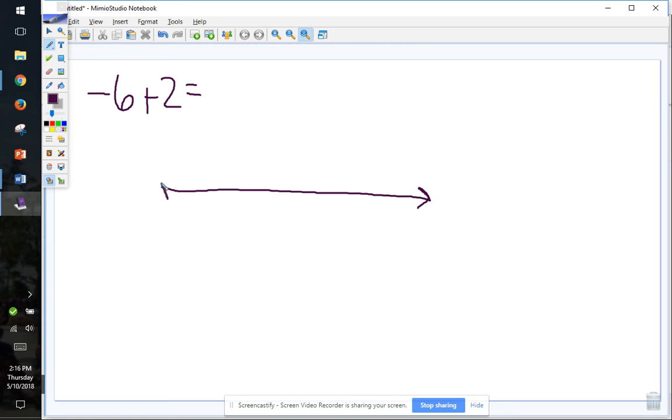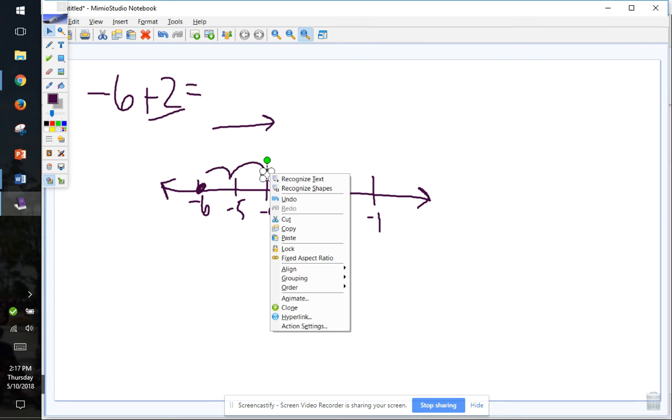I'll quickly draw. And we'll say here's -1, -2, -3, -4, -5, and a -6. In our equation, -6, we started at -6. And it says to add, which typically means get bigger, which means go that way. In this case, 2 times, because I see a +2. I go boing, boing, and I have -4.